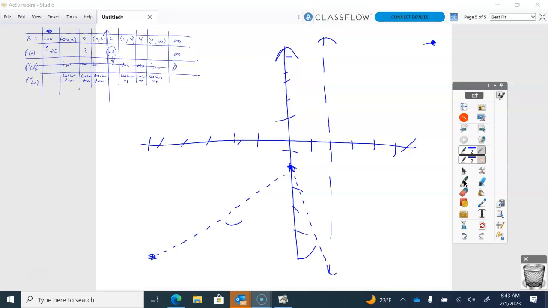I am decreasing till I get to 4. Till I get to here, I am decreasing. Oh, this is an asymptote, so I can come down from infinity. Okay? And then from 4 to infinity, I'm increasing.